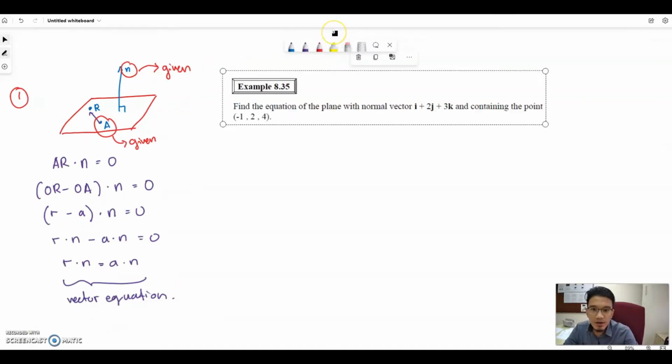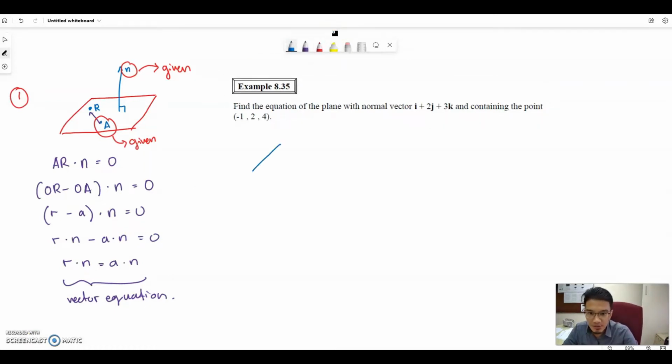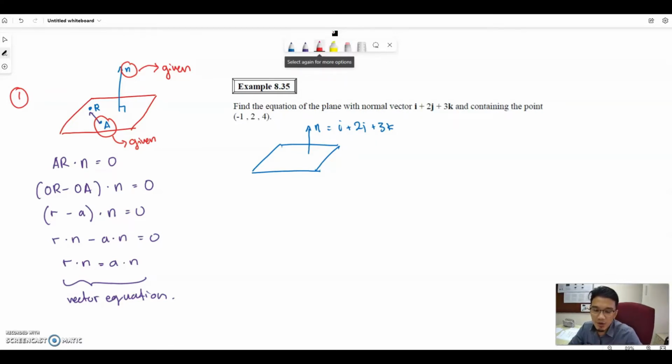Now we want to find the equation of the plane with normal vector, meaning we have a plane with a given normal vector n, that is i plus 2j plus 3k, and containing the point (-1, 2, 4). So this point (-1, 2, 4) lies on the surface of the plane. We want to create the equation of the plane.